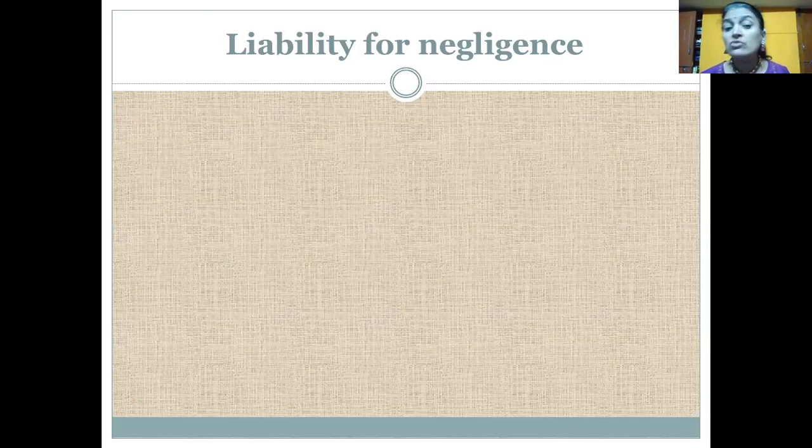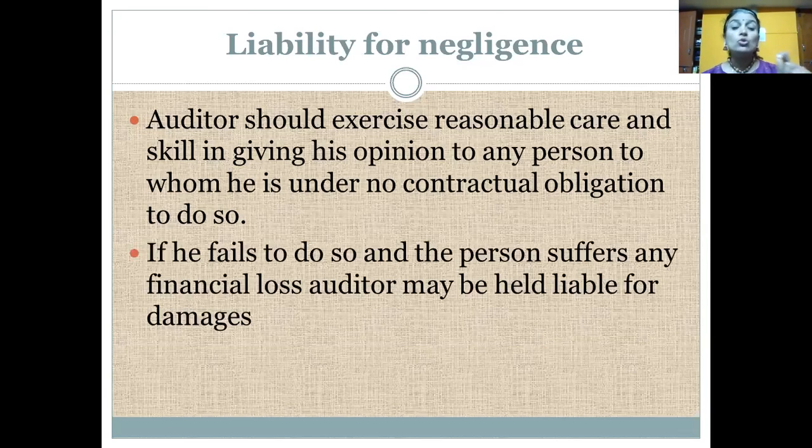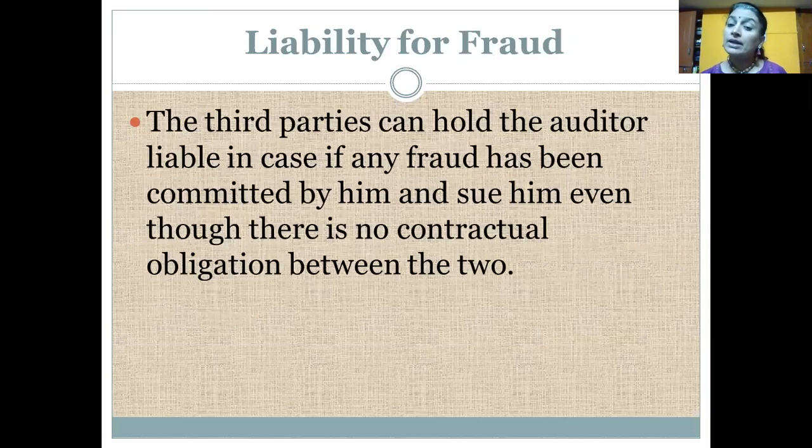Liability for negligence means what here? The auditor should exercise reasonable care and skill in giving his opinion to any person to whom he is under no contractual obligation to do so. As I have mentioned, third parties are there and they believe in the accounts. So the auditor should be very careful in writing his report. If he fails to do so and the person suffers any financial loss, the auditor may be held liable for damages. If any banker, financial institution, or taxing authority suffers any financial loss because of the auditor's statement, then he is held responsible.